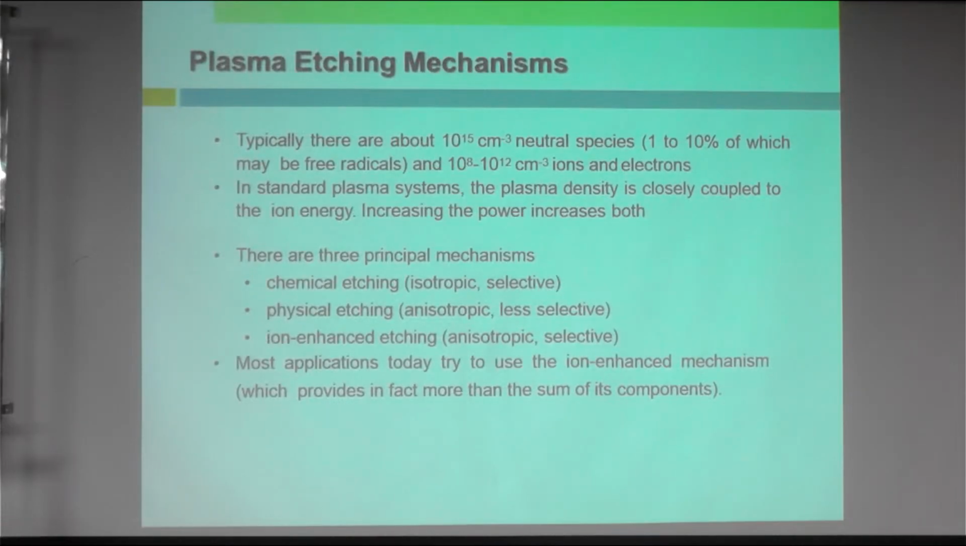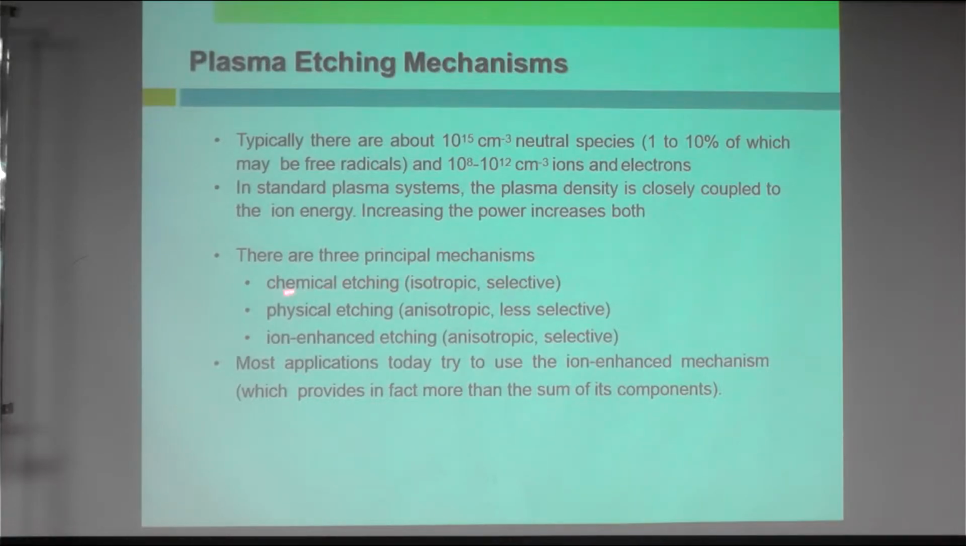In plasma etching, there are typically about 10 to the power of 15 per cubic centimeter neutral species, 1 to 10% of which may be free radicals, and 10 to the power of 8 to 10 to the power of 12 per cubic centimeter ions and electrons. In a standard plasma system, the plasma density is closely coupled to the ion energy, so increasing the power increases both. So there are three principal mechanisms.